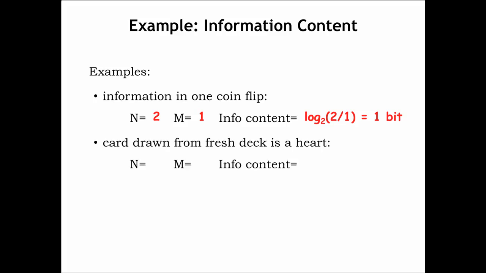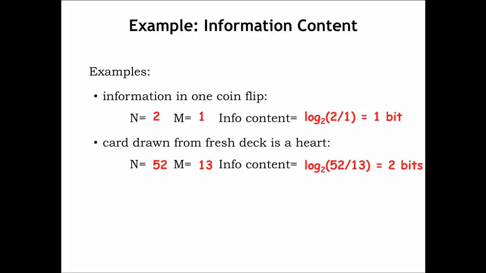Reviewing the example from the previous slide, learning that a card drawn from a fresh deck is a heart gives us log base 2 of 52 over 13, or 2 bits of information. Again, this makes sense. It would take us 2 bits to encode which of the 4 possible card suits had turned up.